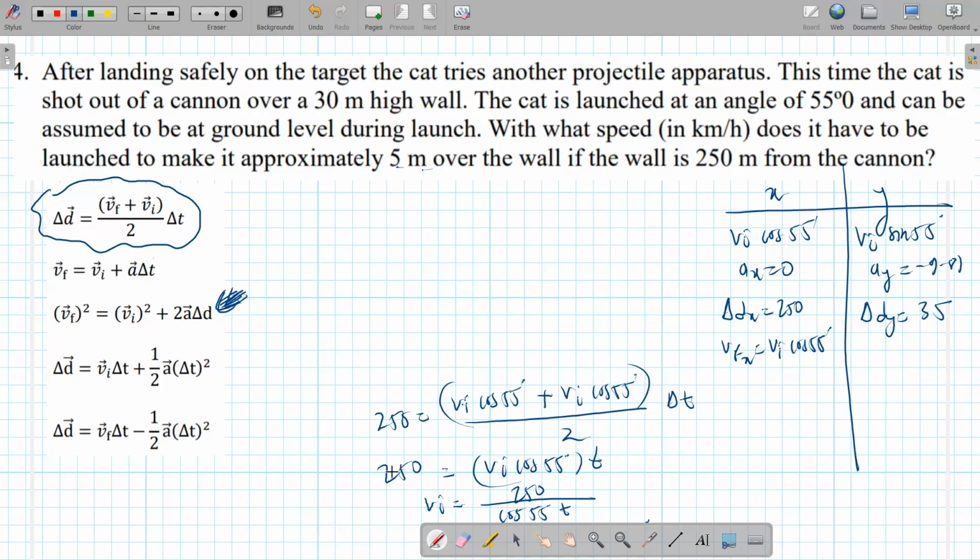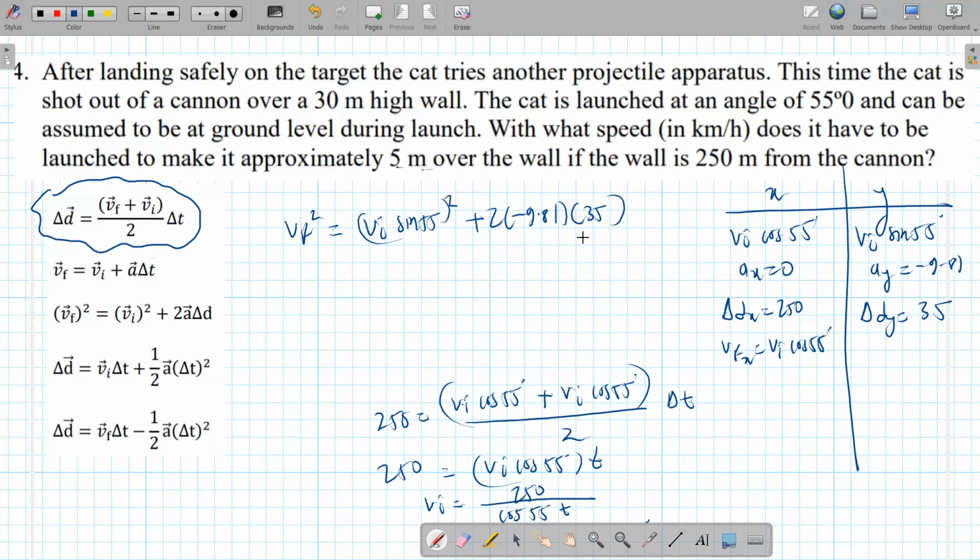Okay. Oh, I think I know what's happening. So VF squared, we don't know what that is. That's fine. VF squared is equal to VI squared, which we know in terms of VI, sine 55 squared. Let's see if this helps us. It should, I think. Plus 2 times negative 9.81 times the delta D, which is going to be 35, like that.